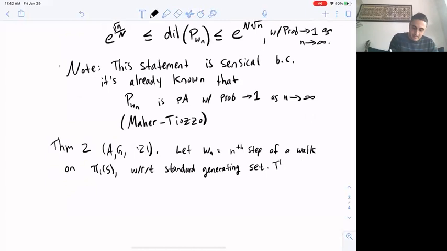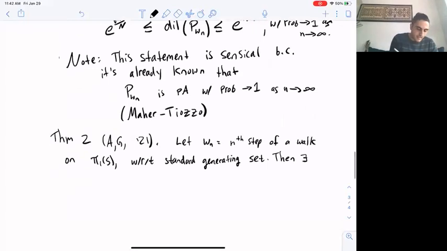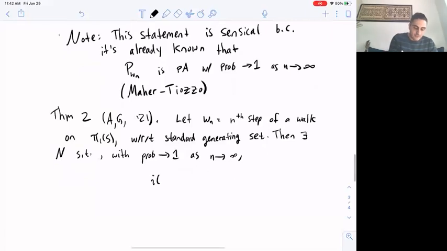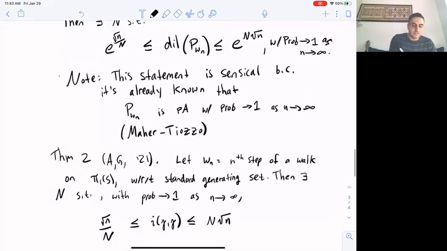Okay. Then there exists some n so that with probability converging to 1 as little n converges to infinity, we can bound the self-intersection number from above and below by square roots of the size of the walk. And so these square roots are exactly where these square roots come from in the first theorem.